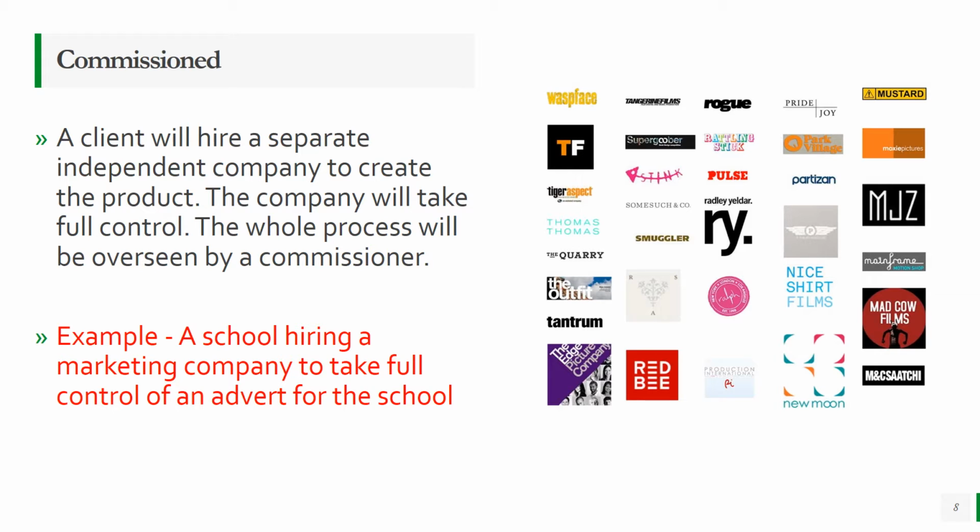You would give them the obvious basic information. What's the name of the school? Maybe a colour scheme and things like that. But everything else would be completely down to them to do. So you're commissioning a different company to take full control.